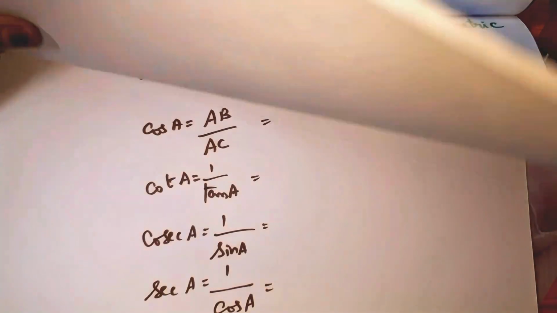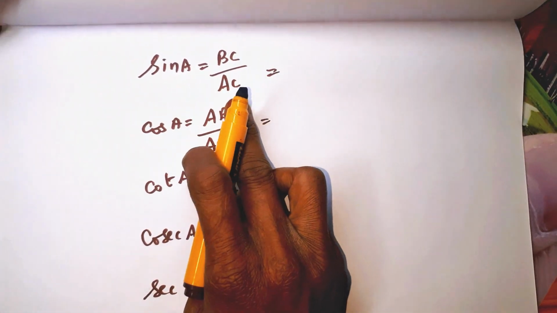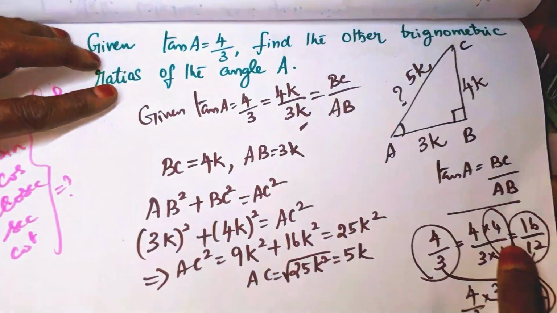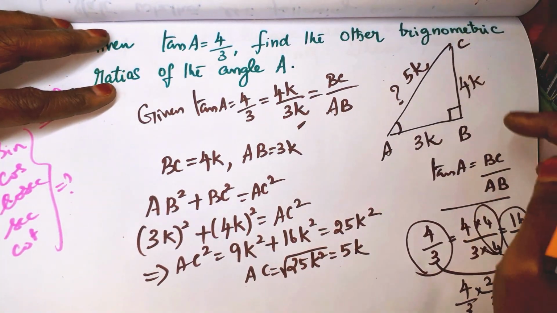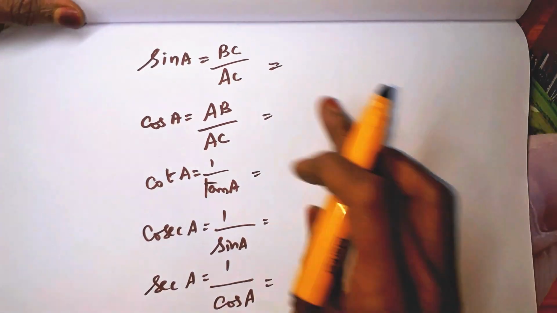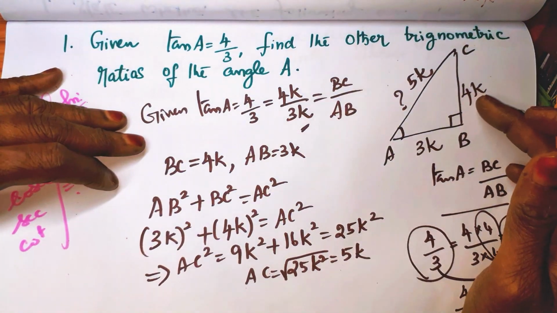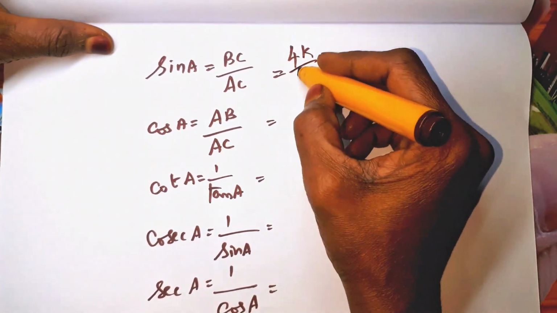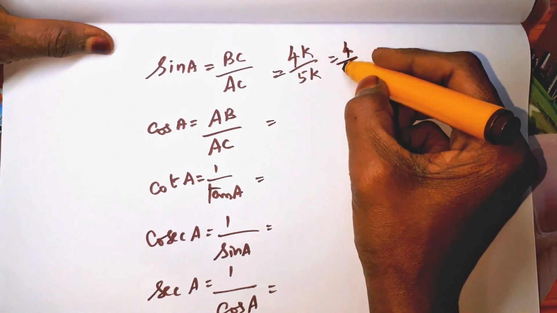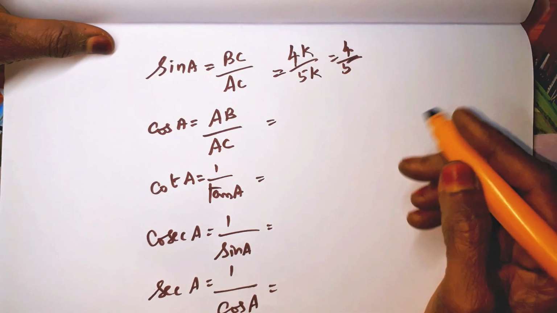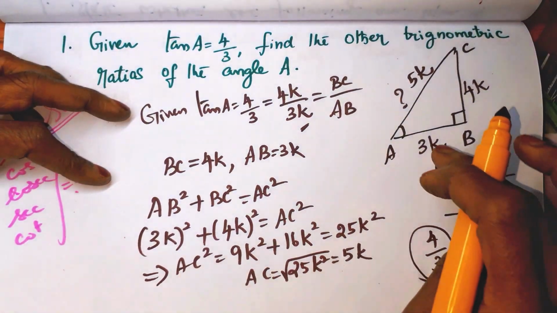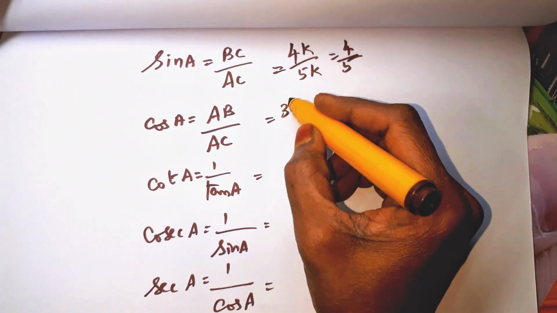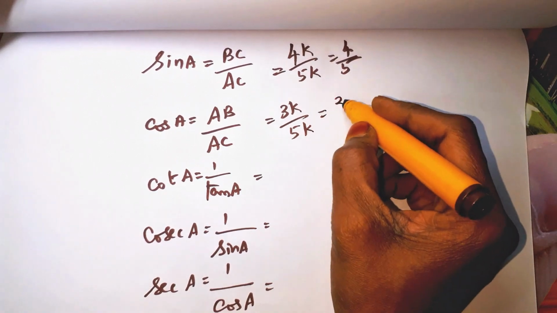Okay. So what is the formula for sine A? Sine A is equal to opposite side by adjacent. Not opposite by adjacent, it is opposite by hypotenuse. Which is the opposite side here? BC, and the hypotenuse is AC. So it is BC by AC. What is BC? It is 4k. So 4k by 5k, which is 4 by 5. And cos means adjacent by hypotenuse. So 3k by 5k, which is 3 by 5.